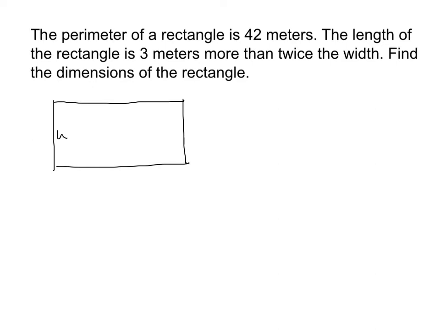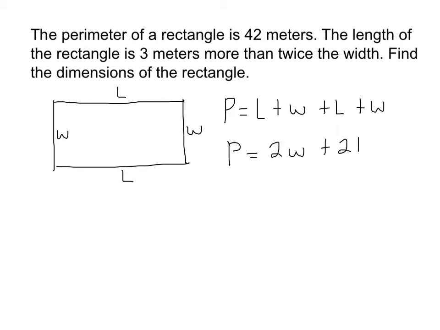Now I'm going to call this the width, and this the width, and this the length, and this the length. So our perimeter formula is the perimeter equals the length plus the width plus the length plus the width. And so your perimeter is 2W plus 2L. Right? Now, what do we know the perimeter is? 42 meters. So I can replace P with 42. 42 equals 2W plus 2L. Now that right there is scenario 1.